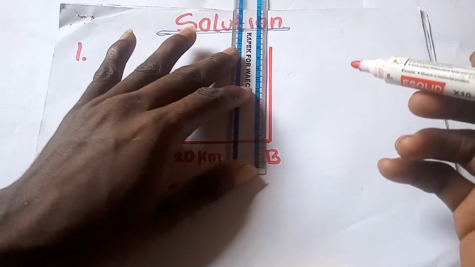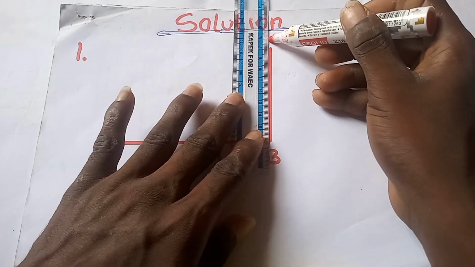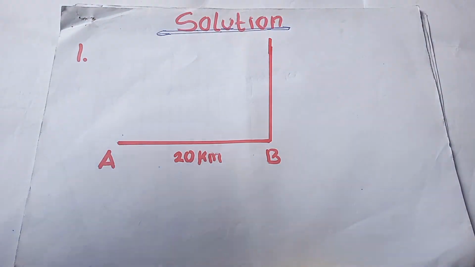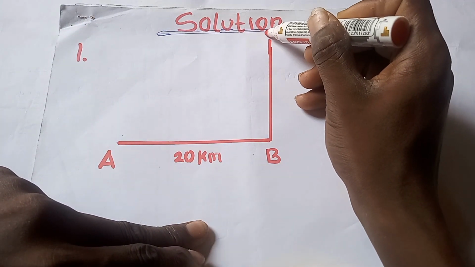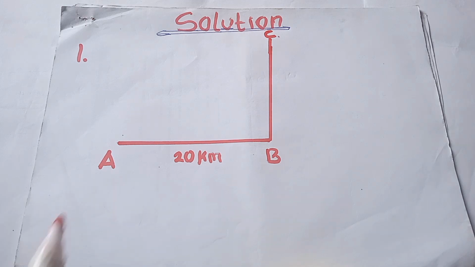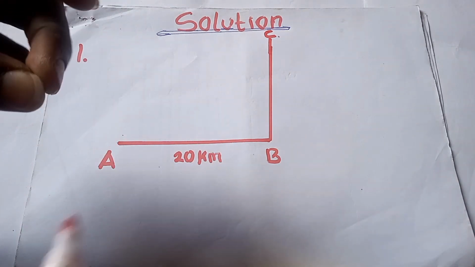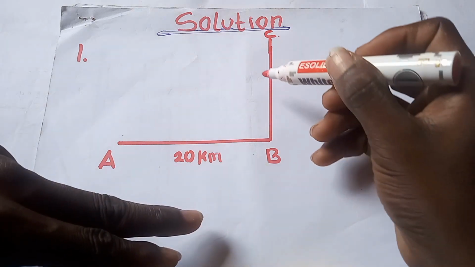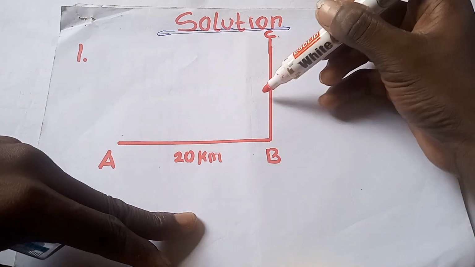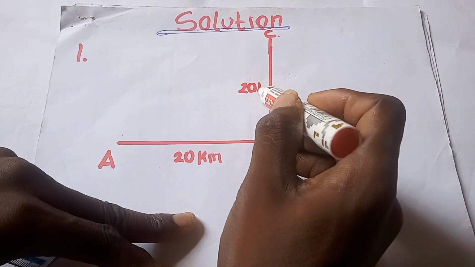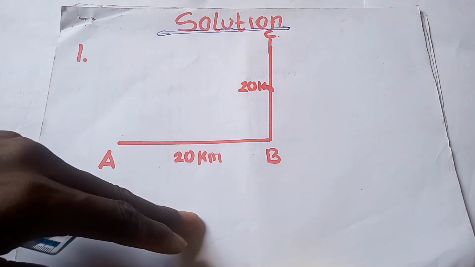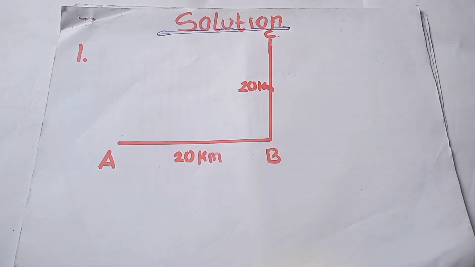Let me make the line small. So I have this as AB, then this as BC. Let me call this point C. So I have A, B, C, and the question says AB is equal to BC. So this one is also 20 kilometers. Let me put it here. Now let's proceed. Please follow me carefully so I don't make any mistake.